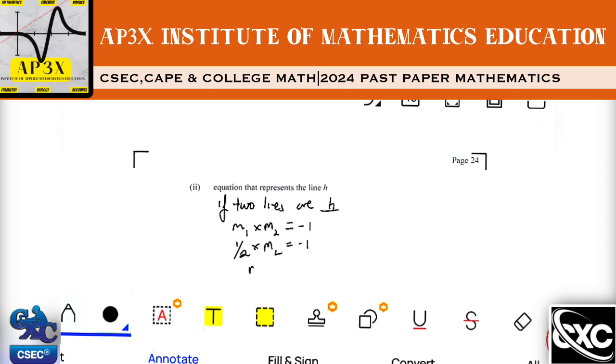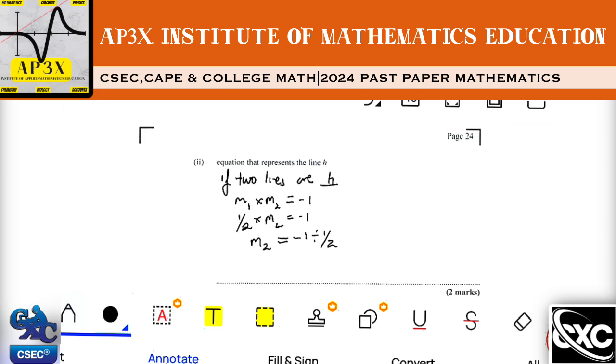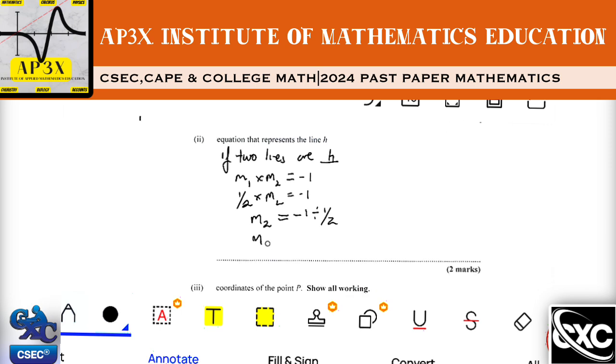So therefore then m2, if we divide both sides by a half, we end up with negative 1 divided by a half, which works out that m2 is equal to minus 1 multiplied by 2. So it ends up that m2 here, which is the gradient of H, is equal to negative 2. Now, you didn't have to go through all of that just to get m2.